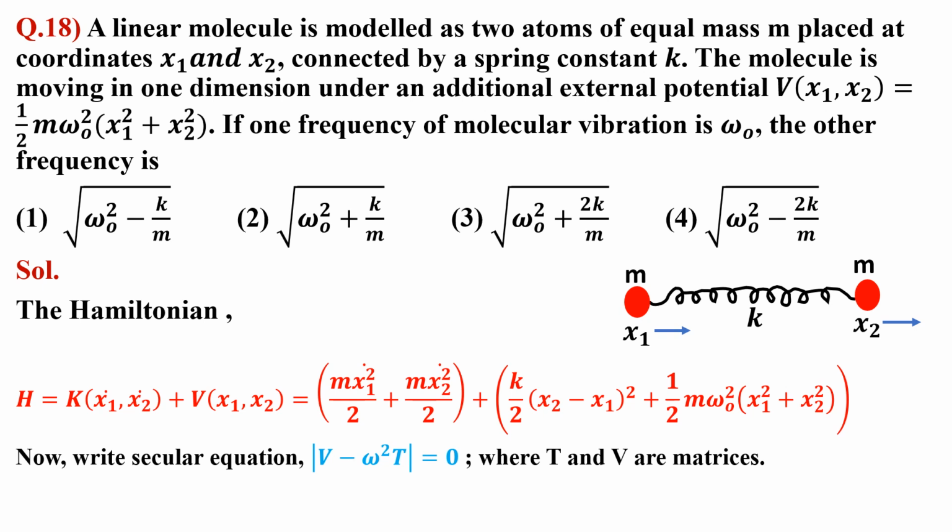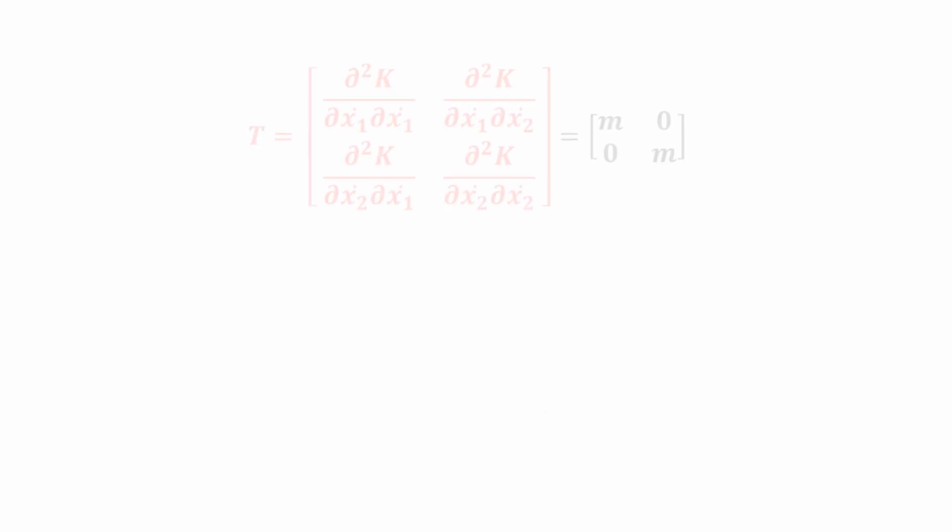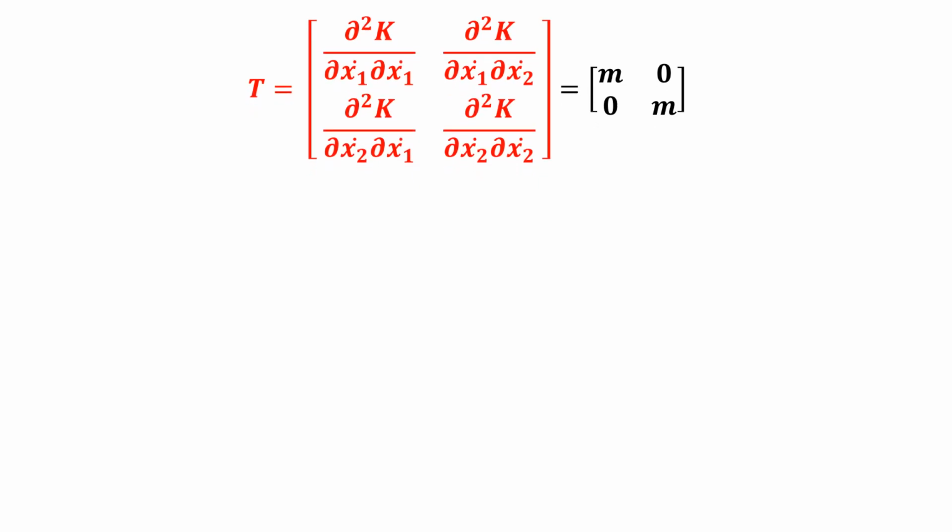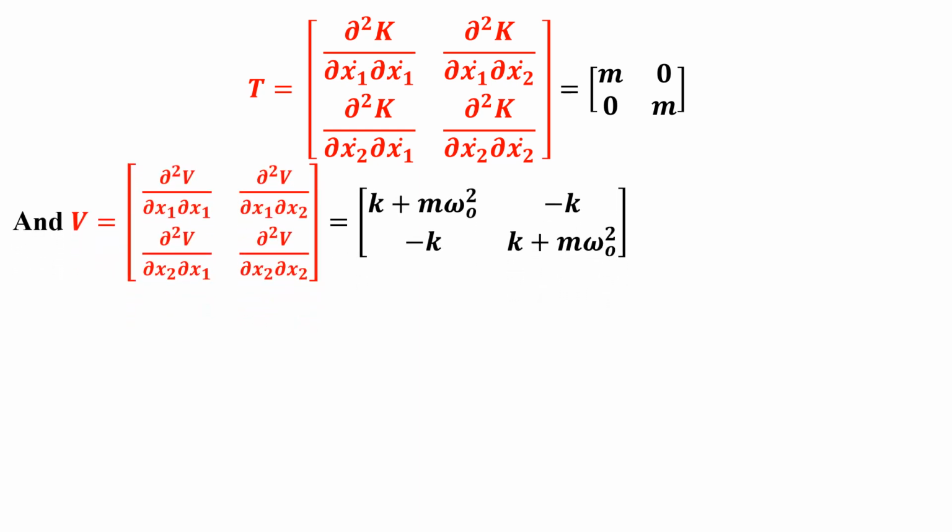Now write the secular equation, mod V minus omega square T equals 0, where T and V are matrices. Matrix T equals del square K upon del x1 dot del x1 dot. It is the double derivative with respect to the respective coordinates, which gives the matrix with m, 0 in the first row and 0, m in the second. And V equals the matrix with k plus m omega naught square, minus k, minus k, k plus m omega naught square.